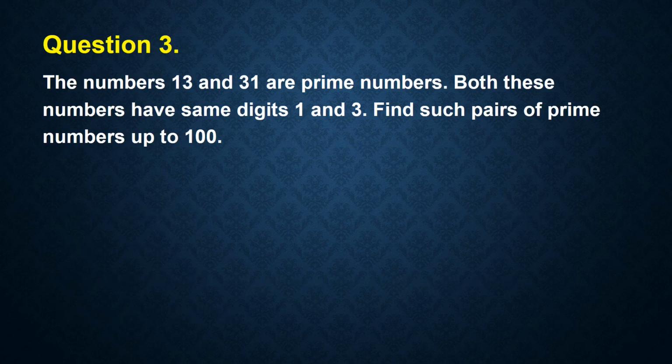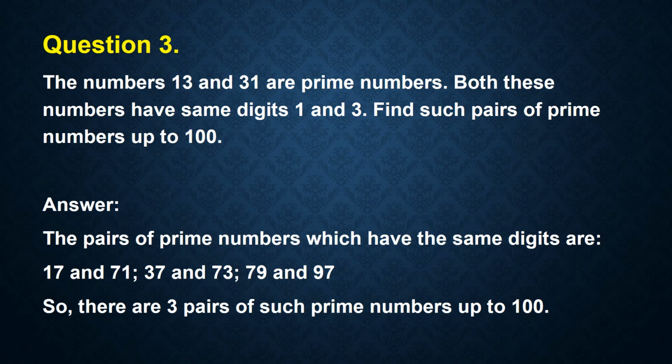Question number 3. The numbers 13 and 31 are prime numbers. Both these numbers have the same digits, 1 and 3. Find such pairs of prime numbers up to 100. First, you can write all the prime numbers from 1 to 100. Then you can find such pairs of numbers. The pairs of prime numbers which have the same digits are 17 and 71, 37 and 73, 79 and 97. So, there are 3 pairs of such prime numbers up to 100.